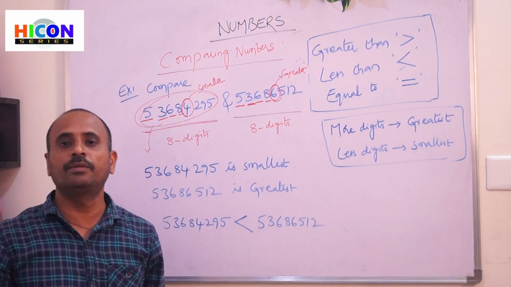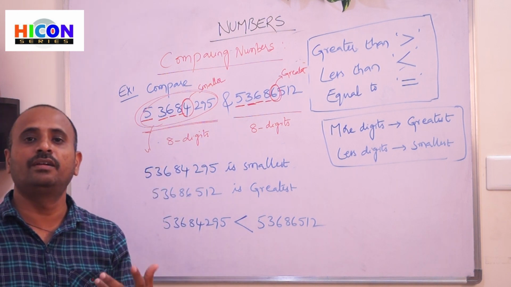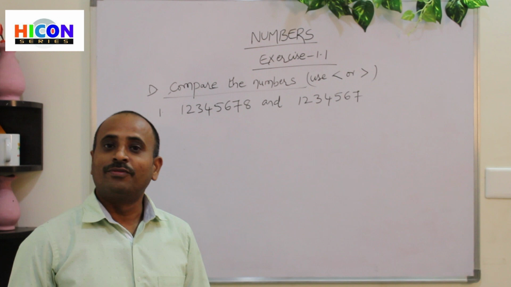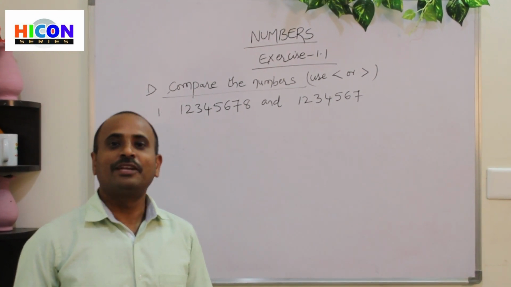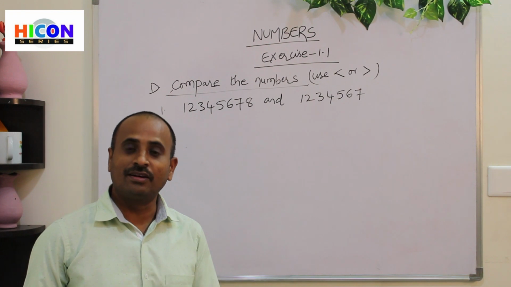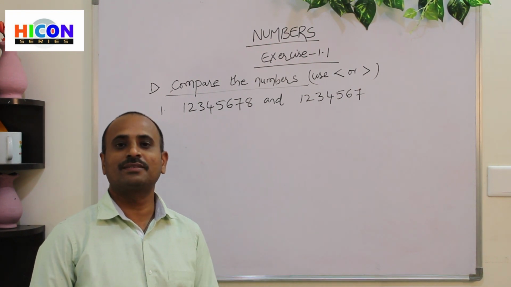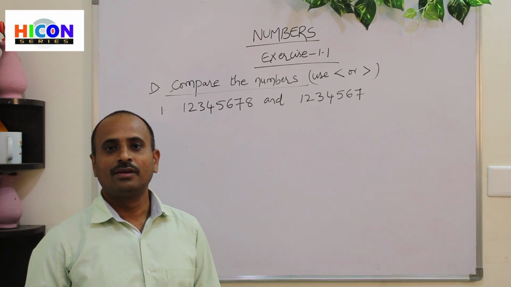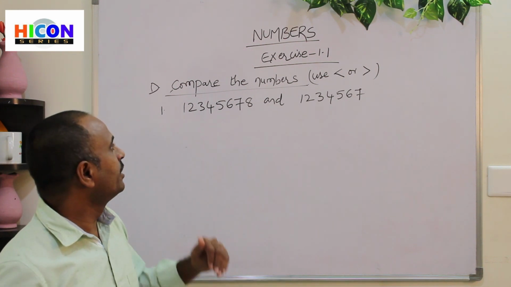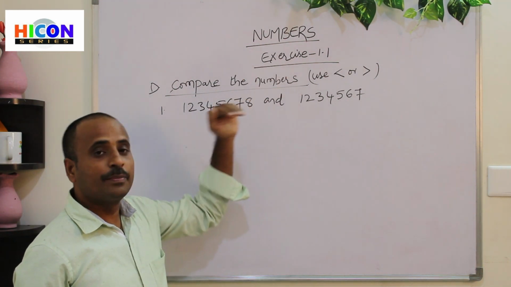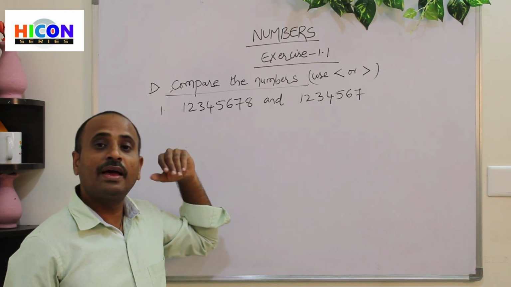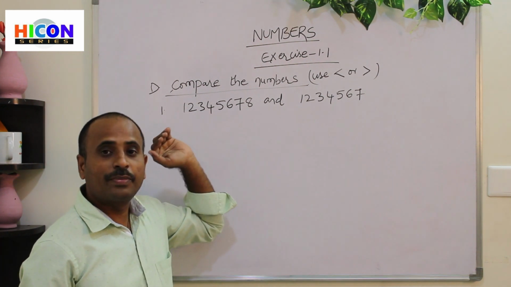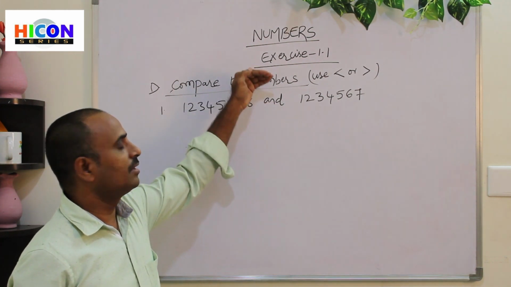Now we will go to the next topic, that is ascending order and descending order. Hi children, good morning. In the previous episode, we discussed how to compare the numbers, how to write the ascending order and descending order for the given numbers, and how to write the predecessor and successor for the given number. So in today's episode, we are going to do the exercise part. We will practice some problems on comparing the numbers and writing the ascending and descending order.